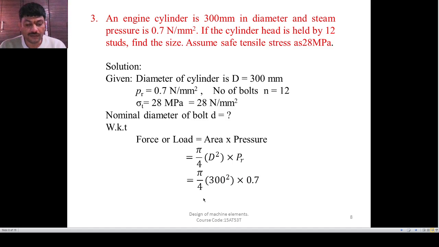A simple calculation: it is pi into 300 square into 0.7 divided by 4. After the simplification, the force or load acting is 49,486 Newton. This much tensile load is acting on the cylinder head bolts.